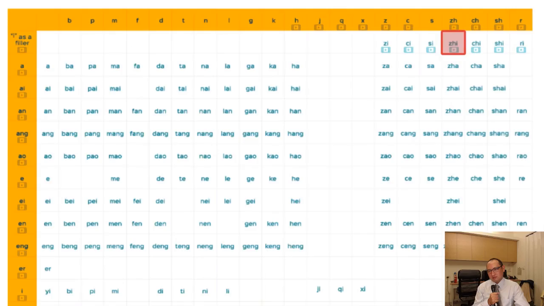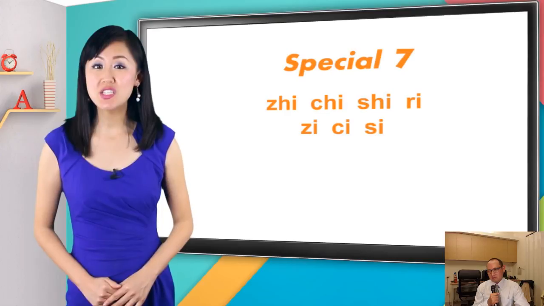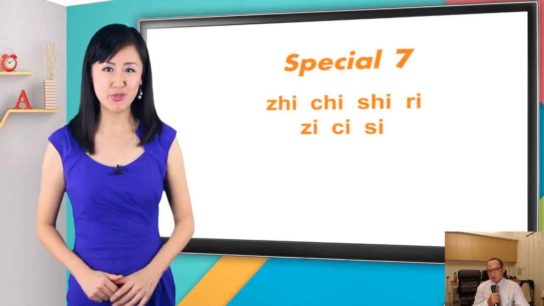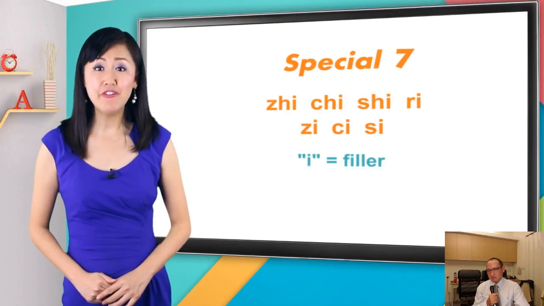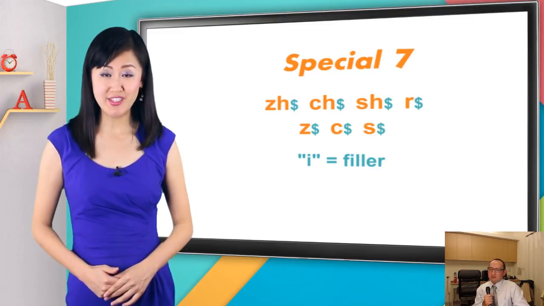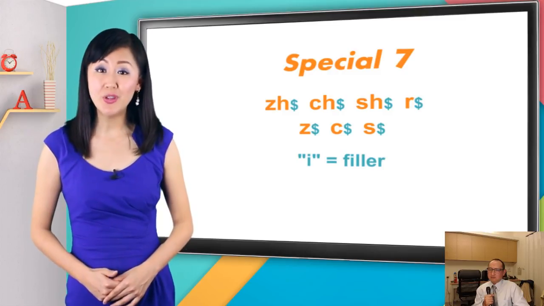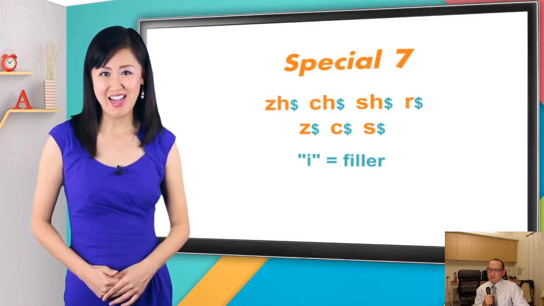Repeat after me. Zh, ch, sh, zh, z, c, s. Remember, whenever you see one of these special 7, instantly remind yourself that the I here is mainly a filler. It's silent. You can replace all of them with a dollar sign. You just need to simply focus on the initial and vocalize it. Then you can make the correct sound.